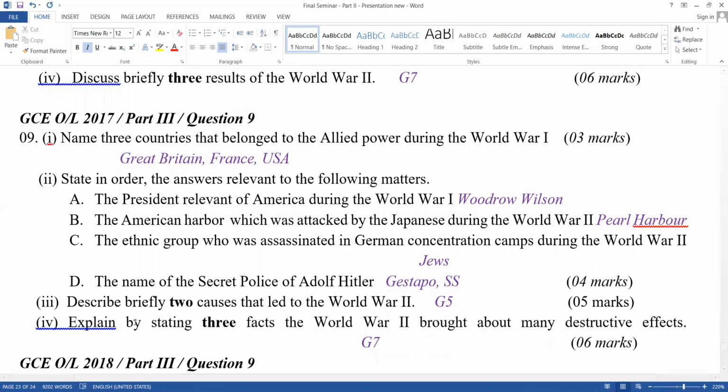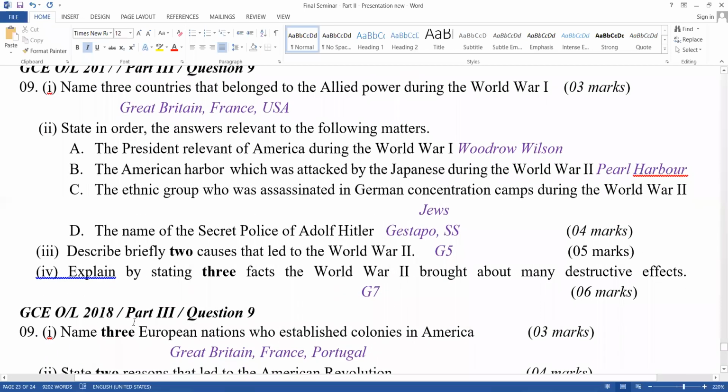The World War II brought about many destructive effects. Results of Second World War: Cold War situation. And here, I gave 2 destructive effects. One was Cold War situation and changing the balance of power in the world. So if you want to take the third heading, you can take destruction caused by Second World War to the world. You can write under that about the environmental pollution, loss of lives, loss of property, and everything you can write under that.